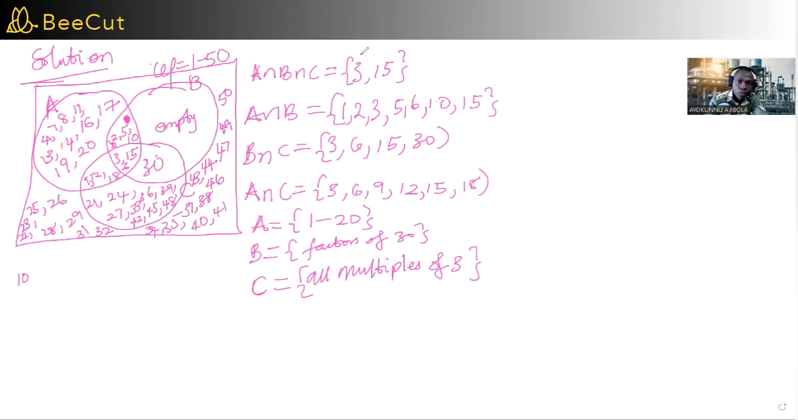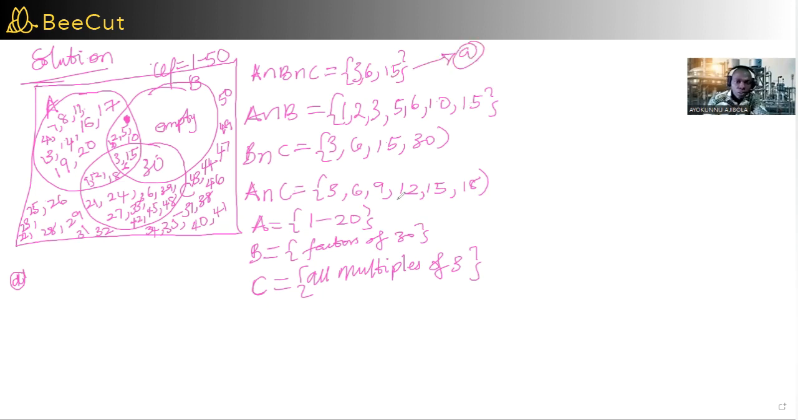First question, question 1 or question A said you should find A intersection B intersection C. So I think we've catered for that one. A intersection B intersection C is 3, 6, and 15. So let me erase this and get that. 3, 6, and 15. So this one catered for our question A.